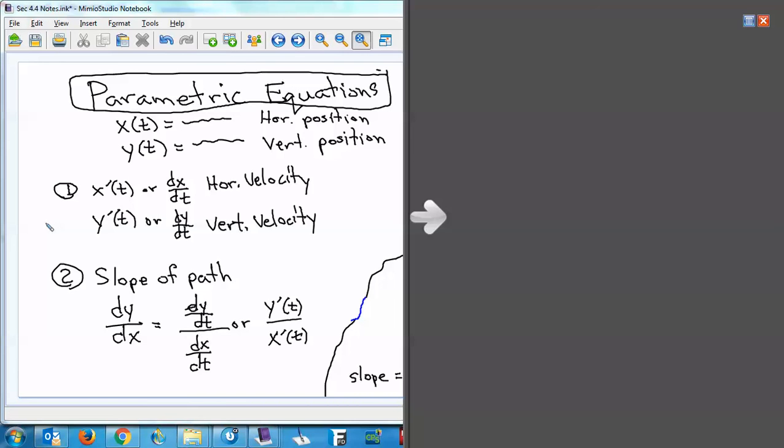So y prime divided by x prime. If we have equations, we just take the y prime equation and the x prime equation and put them on top of each other, and if you want the slope at a certain time value, you put in that time value, and that's your slope.